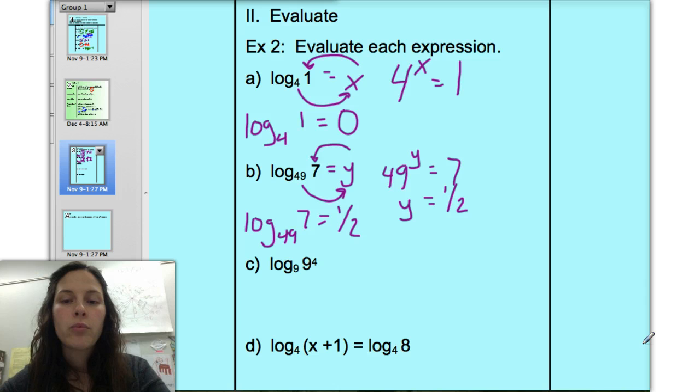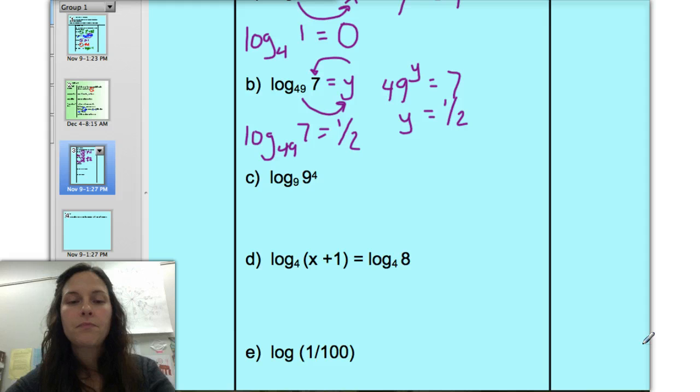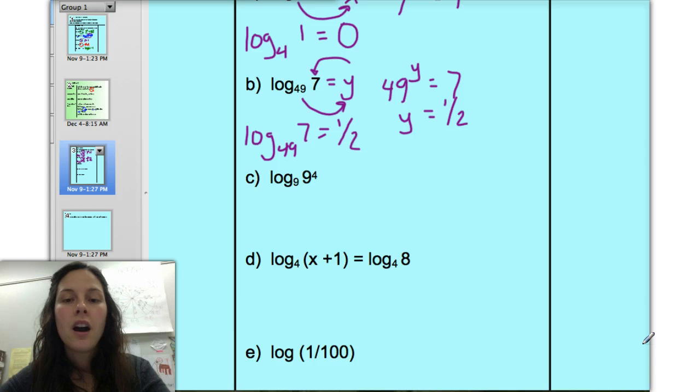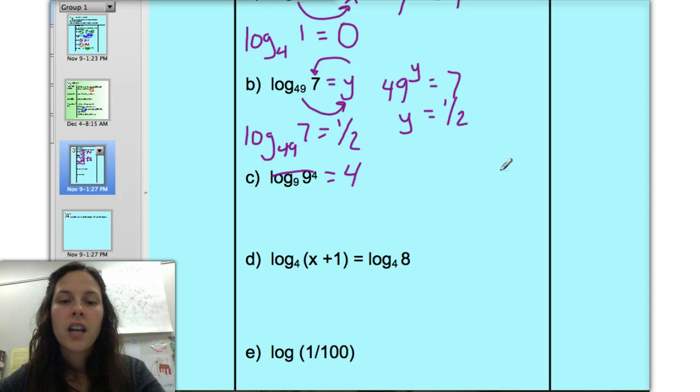Also listen to how I'm reading logs. I've read them several times now. I have a lot of students that don't read logs properly, so make sure you understand how to read the log. Next one I'm going to read to you again, so listen carefully. Log base 9 of 9 to the 4th power. So this one's the inverse property of logs and exponents. We have a log base 9 of an exponential base 9, so they cancel each other out, leaving you with just the exponent, or 4. So log base 9 of 9 to the 4th power equals 4.